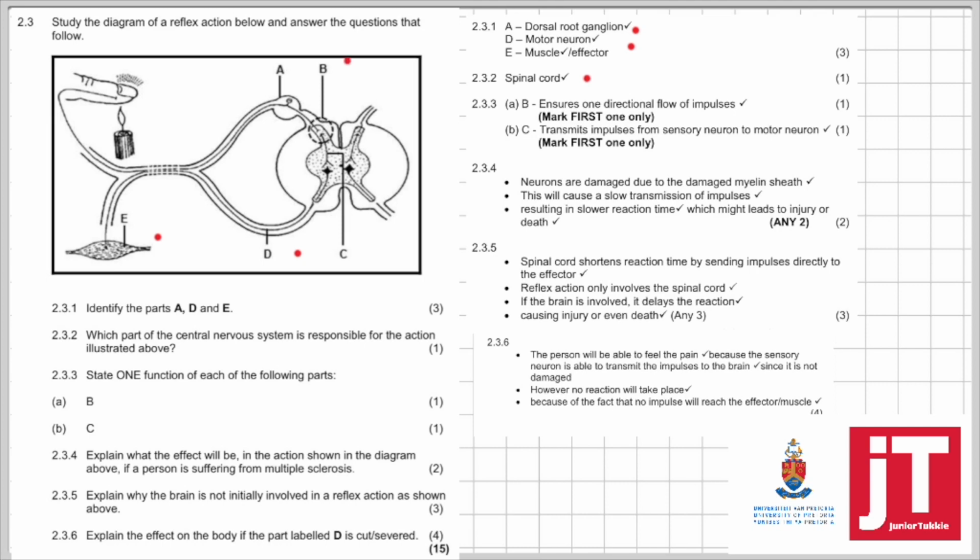233. State one function of each of the following parts, B and C. They want the function of B. Now B, can you see? It's a gap between the 2 neurons. So what's the function? B is a synapse. And the synapse allows the impulse to travel in one direction only.